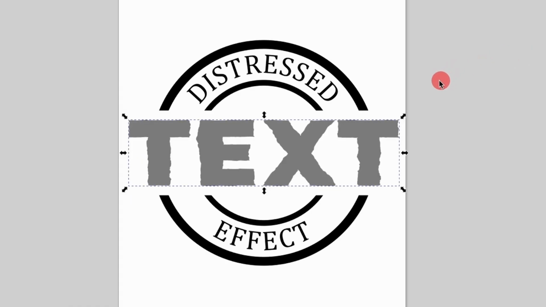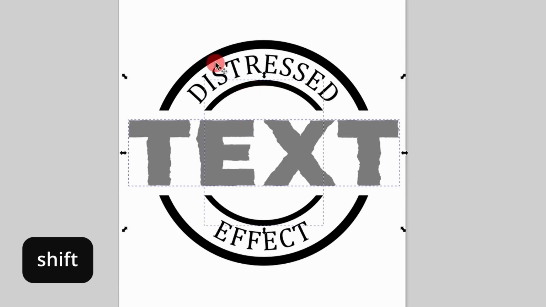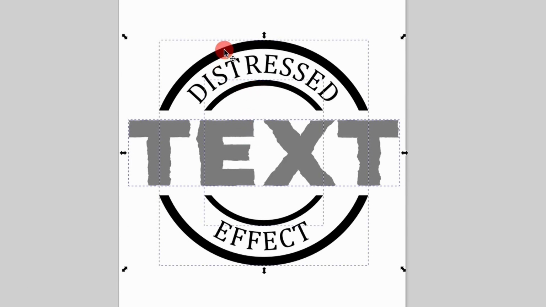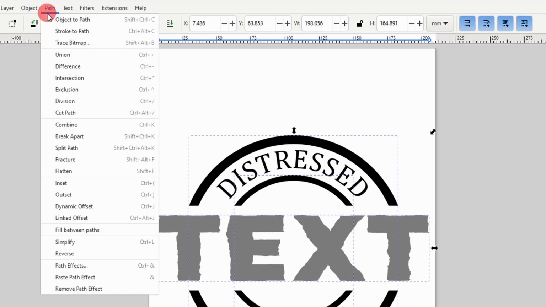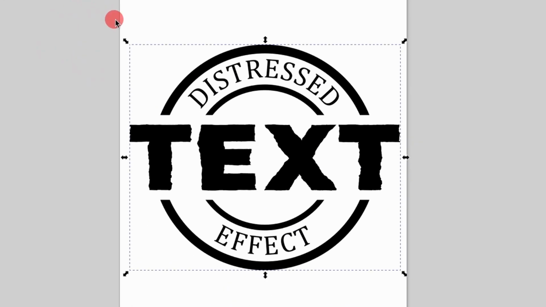Next, we'll add a texture to the logo to give it a grungy look. I'm going to add the texture to just the center text and the two circles. So I'm going to select the two circles and the center text, and I'll turn them into a single path by going to Path, Union. This will allow me to apply the texture to all of it in one go.